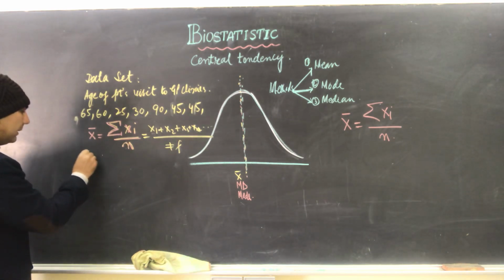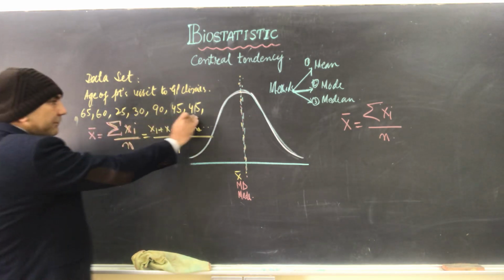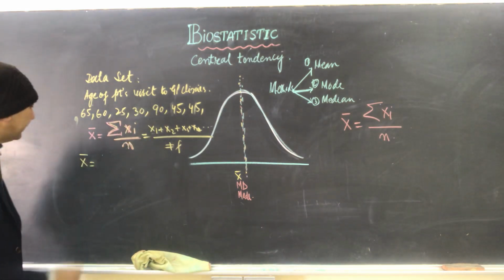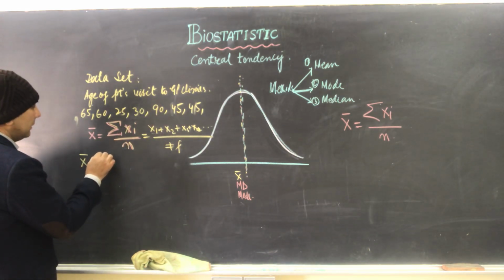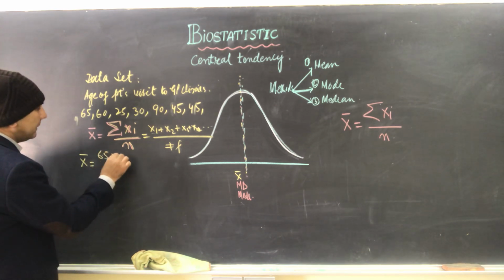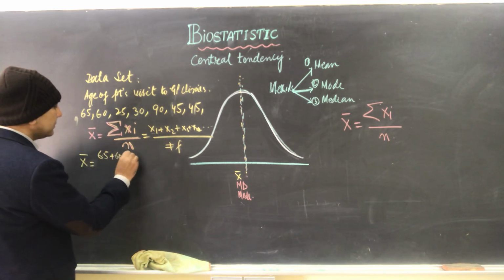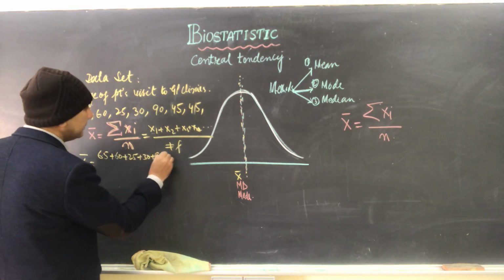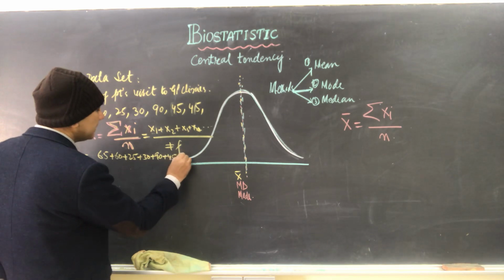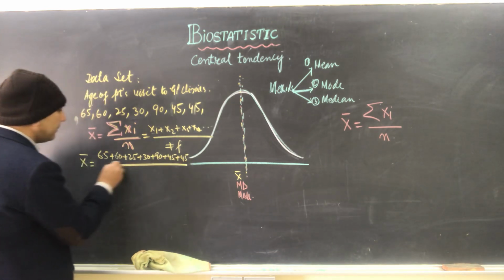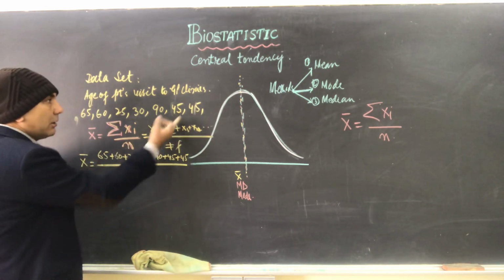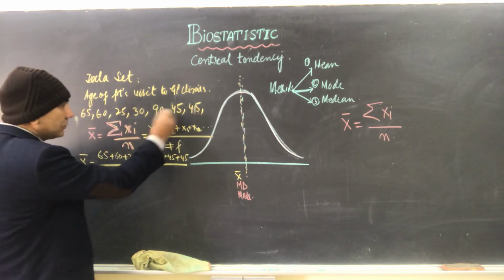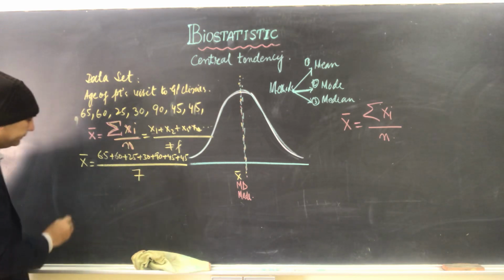Now we will measure the average age of the patients who visited a particular clinic. We will sum up 65 years plus 60 years plus 25 years plus 30 years plus 90 years plus 45 plus 45, and divide by the total number of the data set. Counting 1, 2, 3, 4, 5, 6, 7, the total number of the data set is 7.